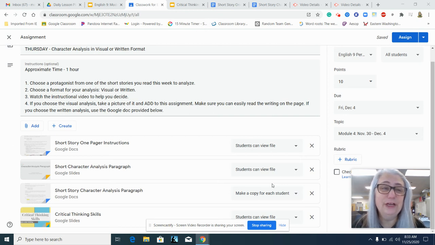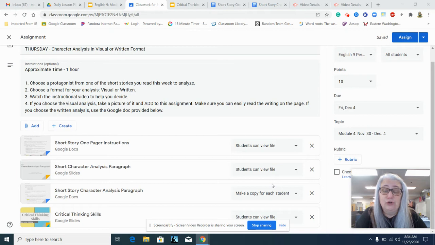Hello, these are your video instructions for your character analysis, whether you do a visual format or a written format. You are going to be choosing a protagonist from one of the short stories you read this week. You read two short stories, so first of all, you need to know who the protagonist is in both of those stories, and then choose which protagonist you want to analyze as a character.